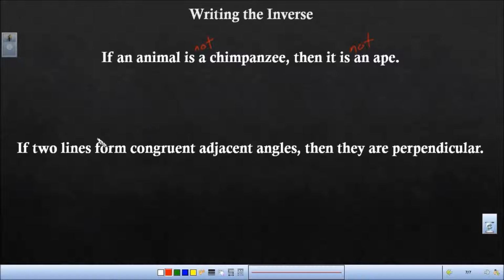If two lines do not form congruent adjacent angles, then they are not perpendicular.